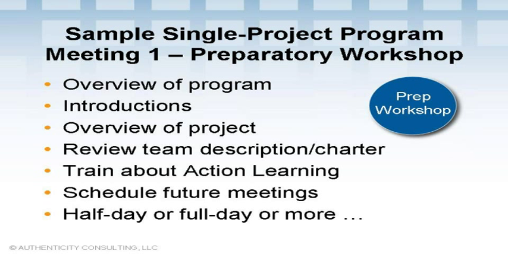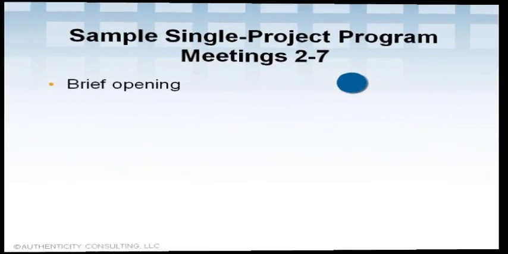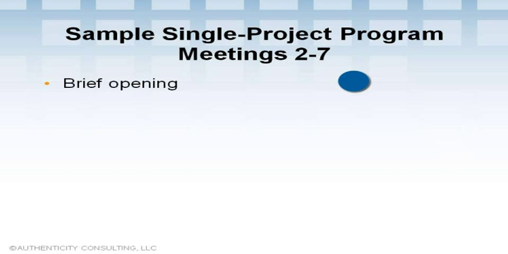Near the end of that training, they might schedule their future meetings, and that usually is the typical agenda. It might take a half a day or a full day, or even more. It all depends on the purpose of the program. And after the workshop, the actual learning meetings occur. This example mentions 2 to 7 meetings, but again, that depends.